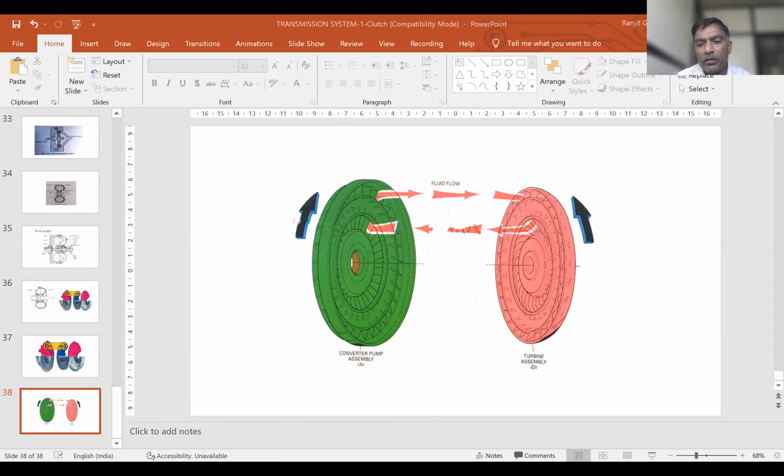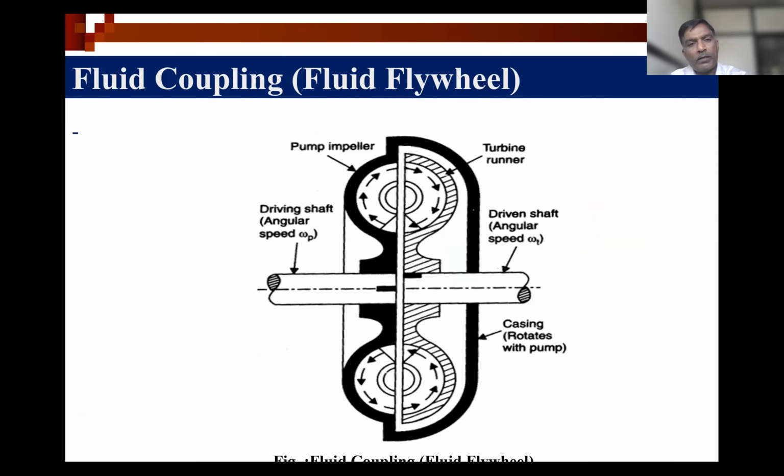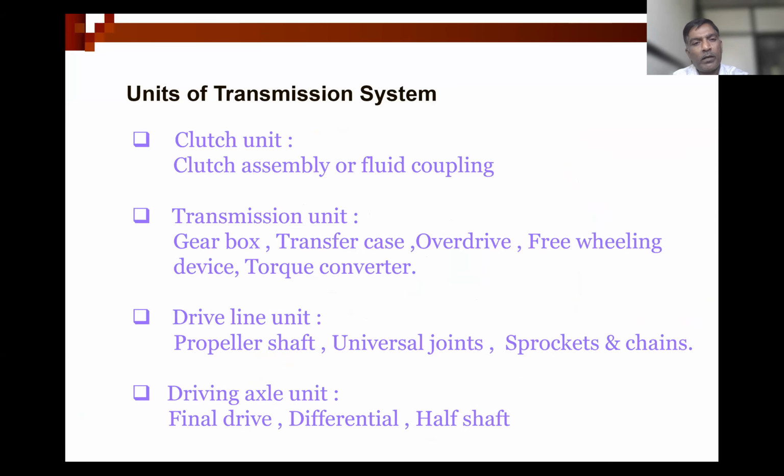So up to this, this is part of the clutch. That's why I have taken up to this fluid coupling. Then we are going to start the next, and torque converter will be taken after the gearbox. Okay. Now the next important thing that we are going to see, after the clutch there will be gearbox or the transmission box. So first of all, before starting that, we should understand what are the units of the transmission system.